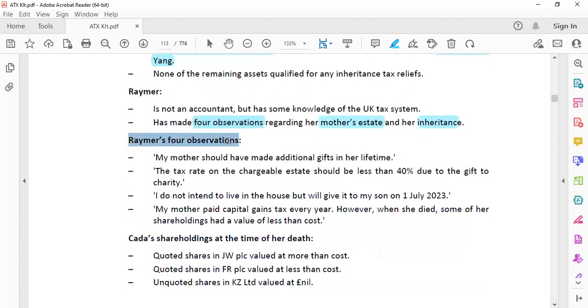Rammer's 4 observations. First, my mother should have made additional gifts in her lifetime. So Rammer wants to know how the IHT would have been affected if her mother had made additional lifetime gifts. Second, the tax rate on the chargeable estate should be less than 40% due to the gift to charity. To some extent, Rammer is right. This is the rule. Third, I don't intend to live in the house, but will give it to my son on 1st July 2020. Fourth, when she died, some of her shareholding had a value less than cost. So these are the 4 observations.